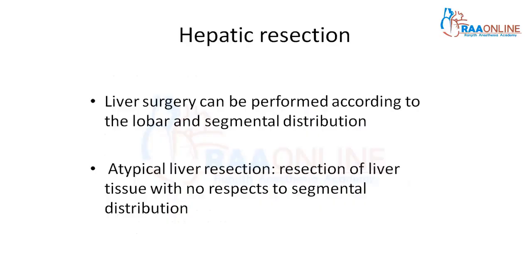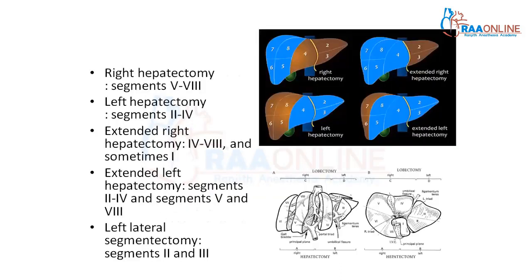Now, when we talk about hepatic resection, it can be based on the segments proper, and I'll come to that in detail, or it could be not taking care of the segments, and it's called an atypical liver resection or non-anatomical liver resection. So when I talk about anatomical liver resection, when the surgeon tells me the patient is for right hepatectomy, I know he's going to remove segments 5, 6, 7, 8.